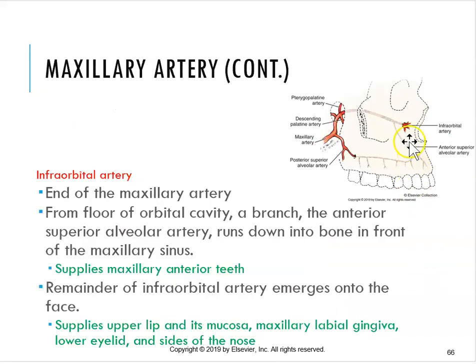So here again, we see the infraorbital artery, and if I were to numb it, it would numb the anterior teeth. The infraorbital artery hits the anterior teeth, the upper lip, and even the lower eyelid, and sometimes even the side of the nose. I've had this done before, and it feels really funny.